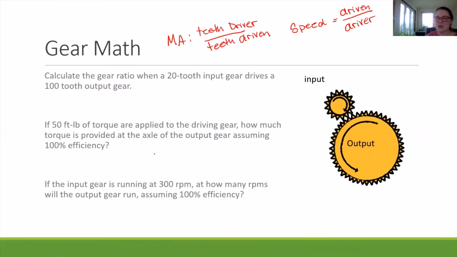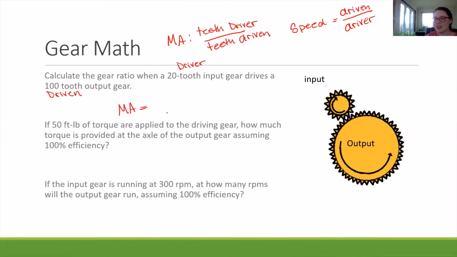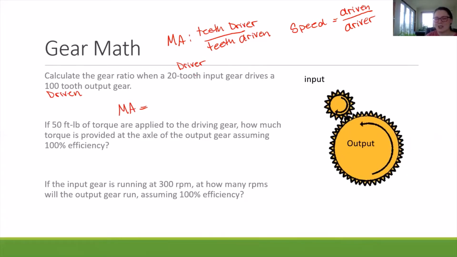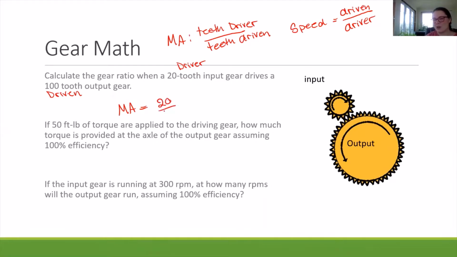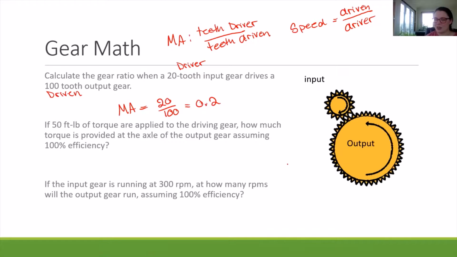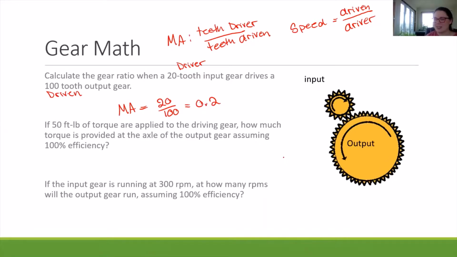Okay, so first of all, calculate the gear ratio when a 20-tooth input gear drives a 10-tooth output gear. So input is the driver, and this is my driven. So mechanical advantage is going to be putting them in, 20 over 10, which is 0.2, and there's never any units on mechanical advantage.